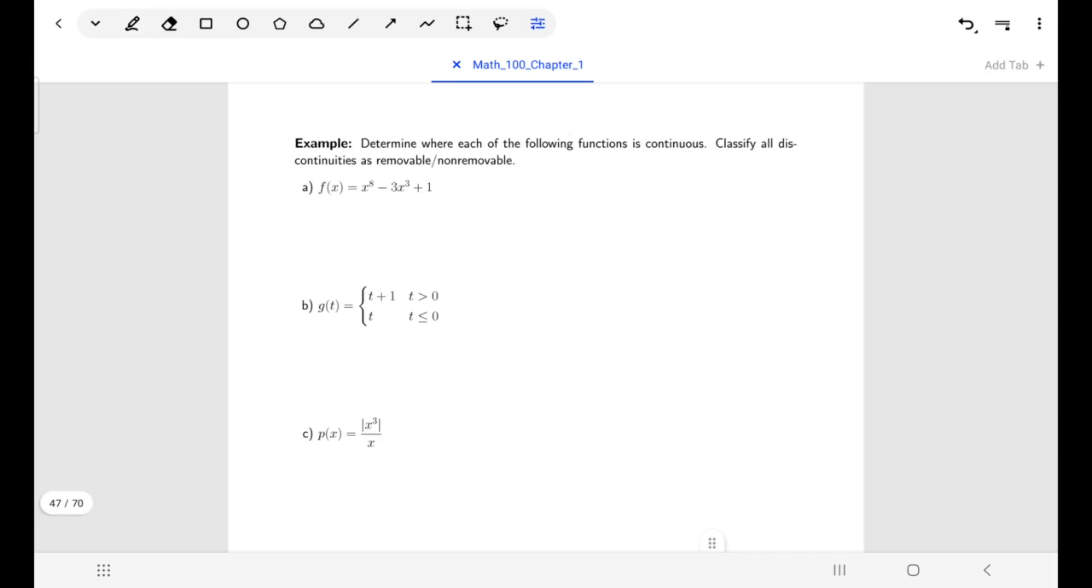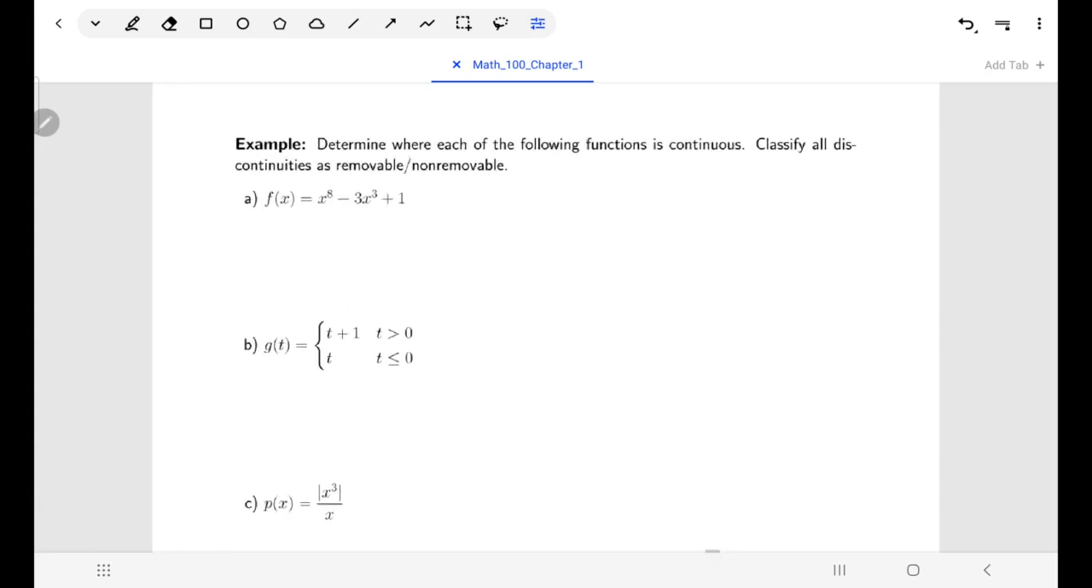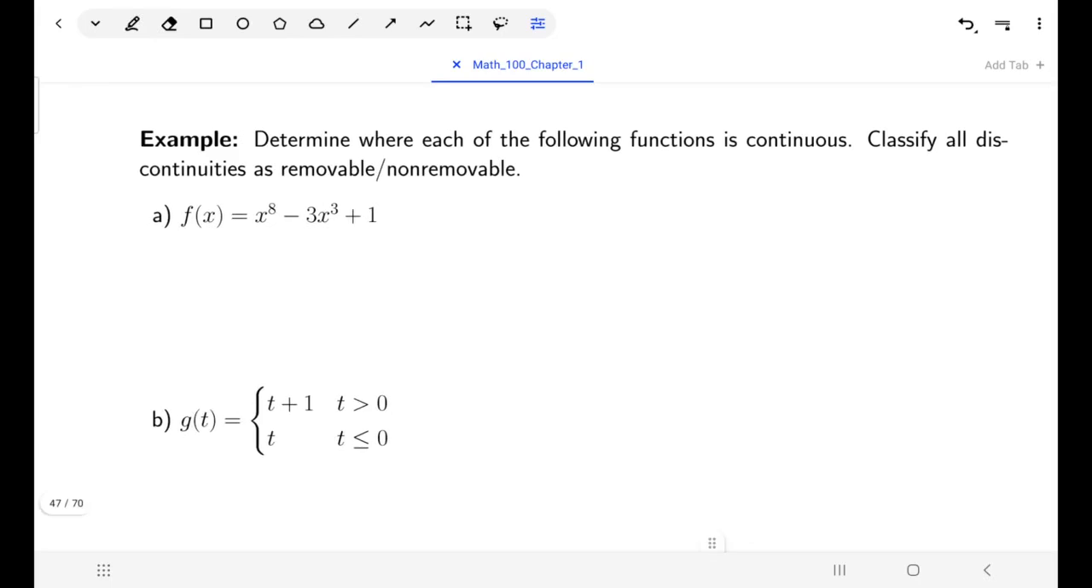Okay, so now let's look at each of these functions, and we want to figure out where each is continuous. And for all the discontinuities, where are they? Are they removable? Are they not removable? So for the first function, f of x, this is a polynomial. And this is something that we're going to make a bigger statement about a little bit later on. But right now, I can say that this is going to be continuous everywhere.